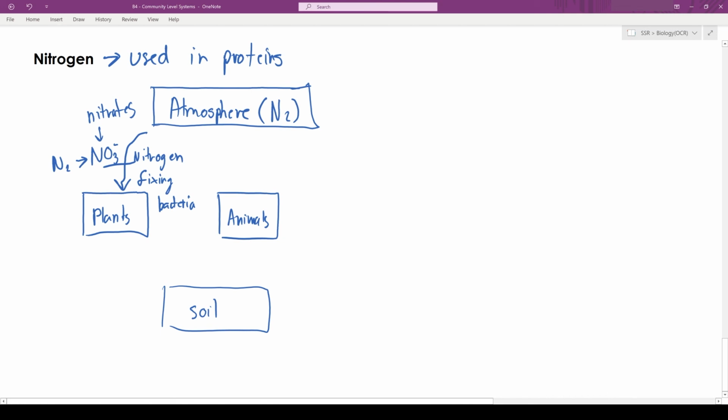From there, the plants are able to absorb the nitrates and use them in their growth and construction of proteins, and then by feeding, the animals are able to take on those nitrates. From this point, as these organisms die off, nitrogen will enter the soil via decomposers. It will also enter the soil via waste from animals, such as in urine, and the form that it will enter into the soil is in the form of ammonium, or NH4.